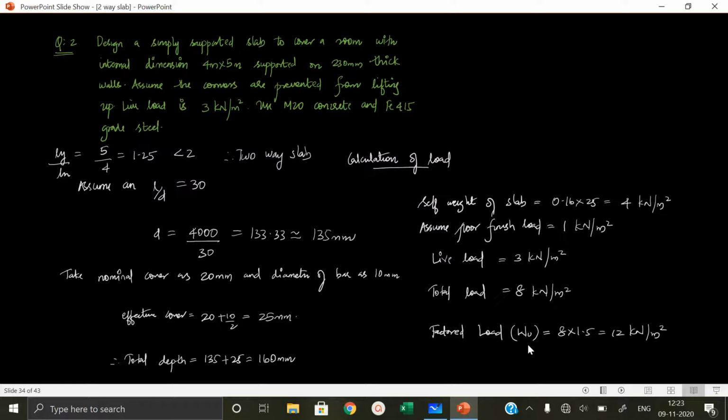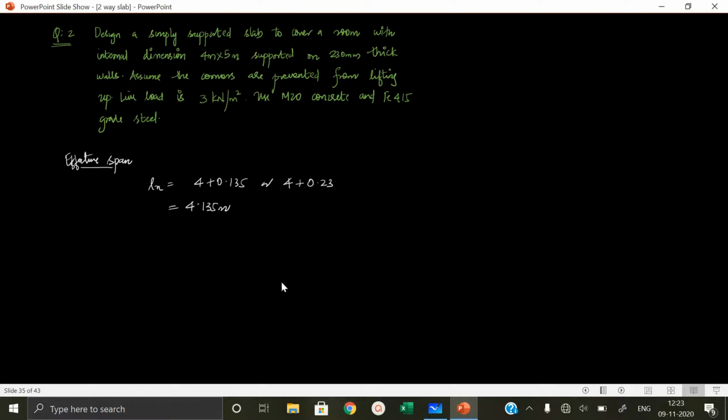Applying the factor of safety for load, that is for dead load and live load, you'll get 1.5, that is 8 into 1.5. You will get the factored or design load as 12 kN per meter square. Now the effective span in the x direction, it is center to center distance or clear span plus d, whichever is lesser. So you will get Lx as 4.135 and Ly as 5.135 meters.